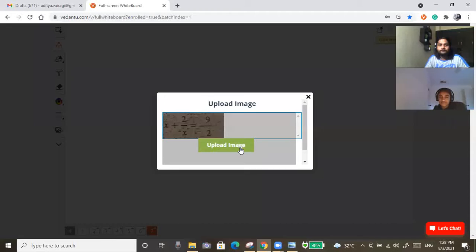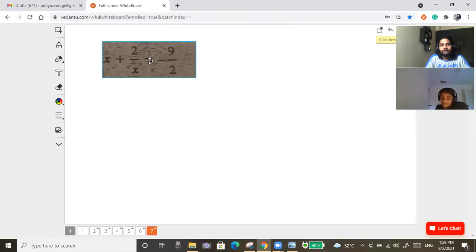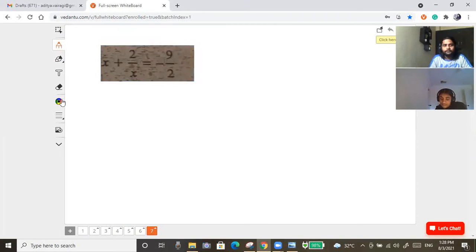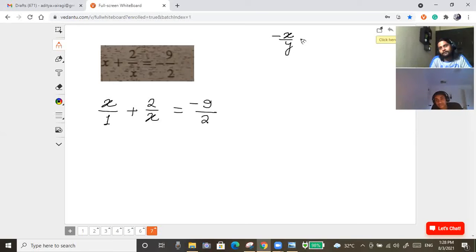This is the question, right? Again, it's not in the standard form. So what to do? We can assume this x to be x over 1. And this is already in the form of a fraction, so it's 2 over x, equal to negative 9 over 2. The negative sign is kept in front of the bar. Suppose there is a fraction negative x over y, you can also write it as x over negative y, or place the sign in the middle in front of the bar. All of them have the same meaning.